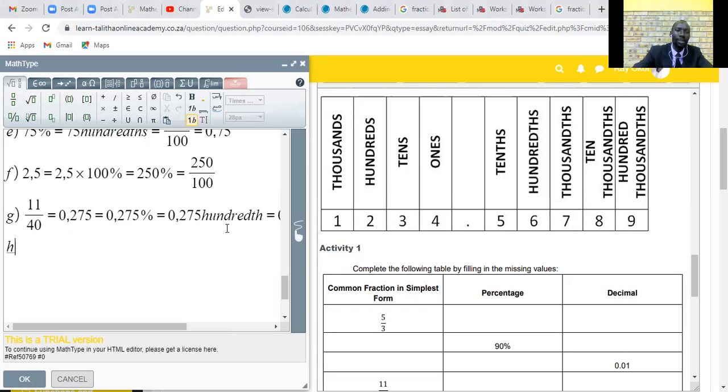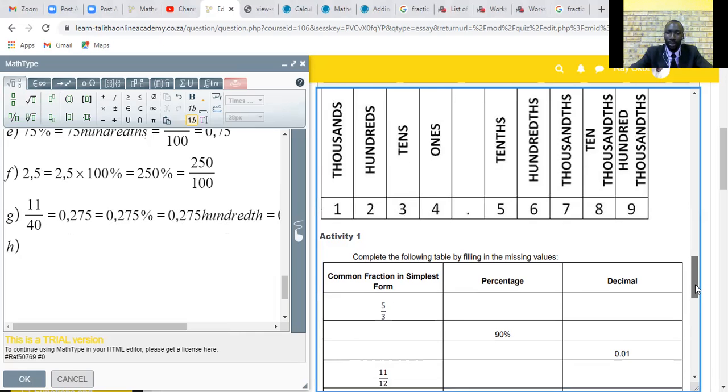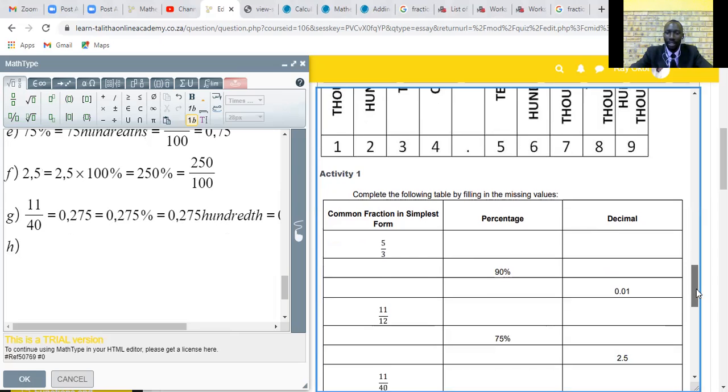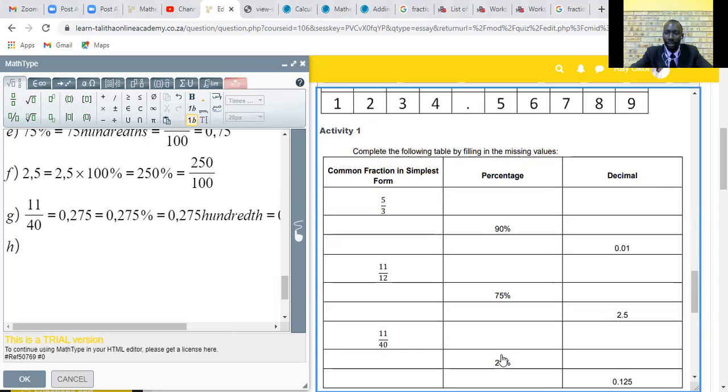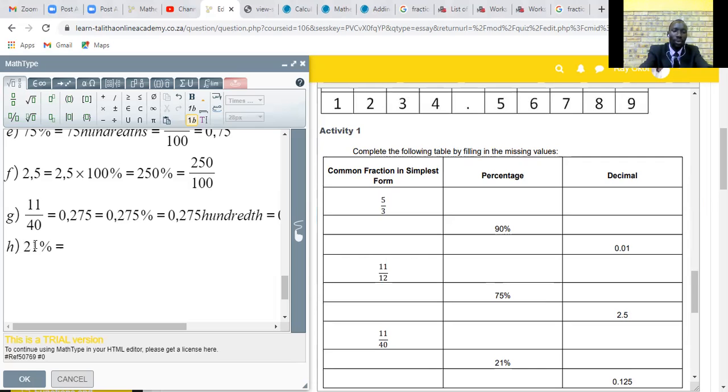The next thing we want to look at is activity 1 part H. What are we supposed to do with activity 1 part H? Well, we have been given, and that is also the second last activity, 21%. So we really want to work on that quick. 21 what? 21%. So I'm going to write it as 21 hundredths.